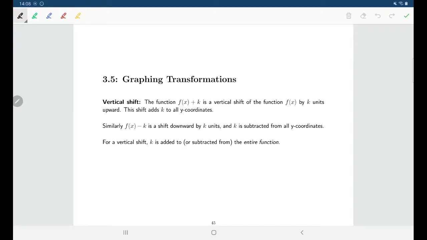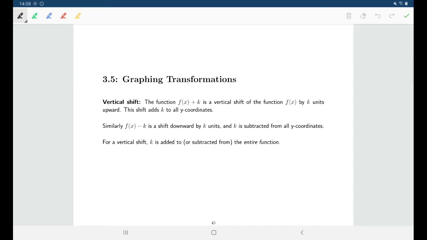Welcome back. In this section, we'll be taking the functions that we discussed in the previous section and graphing transformed versions of those functions. This means graphing versions of the functions after they've been shifted up or down or left or right, after they've been reflected in the x-axis or the y-axis, after they've been stretched vertically or horizontally. These are the sorts of things that we'll do.